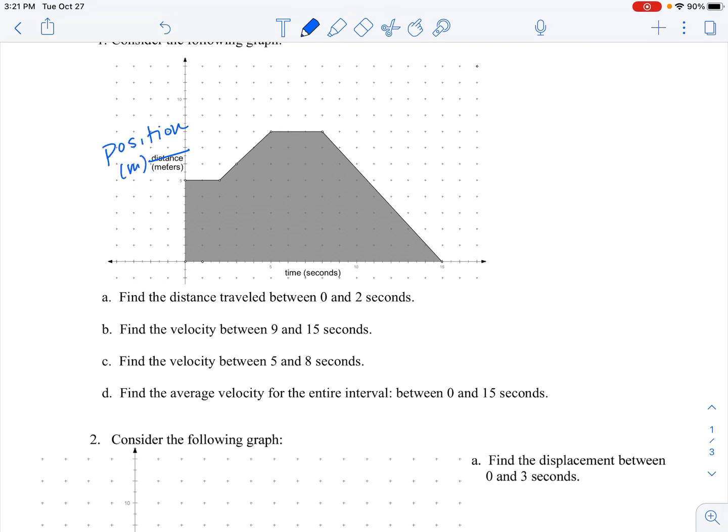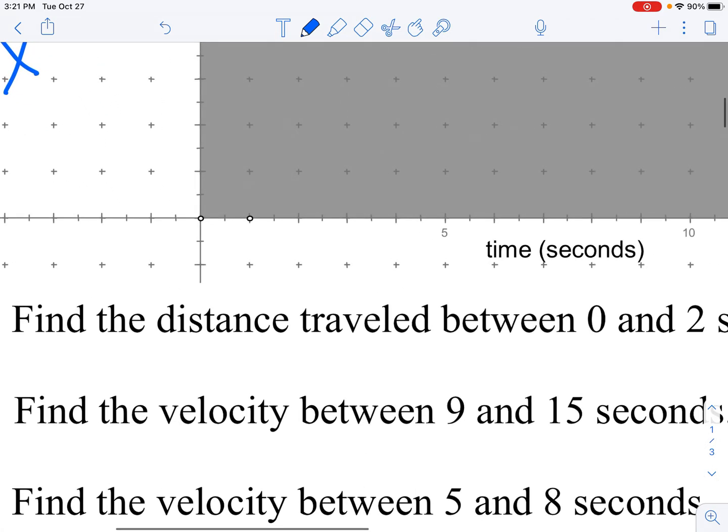Position is measured in meters, and the letter that represents position is an X. We always put position on the vertical axis and time on the horizontal axis. So the first question is, find the distance traveled between 0 and 2 seconds.